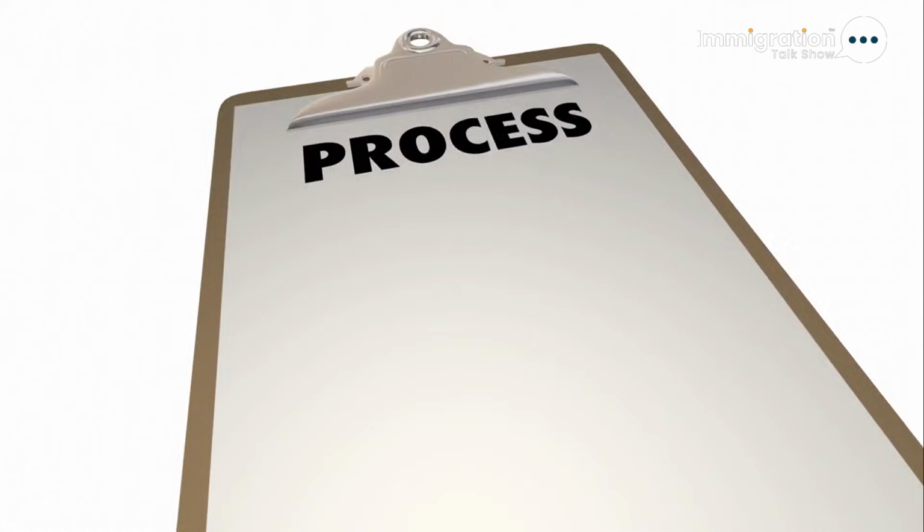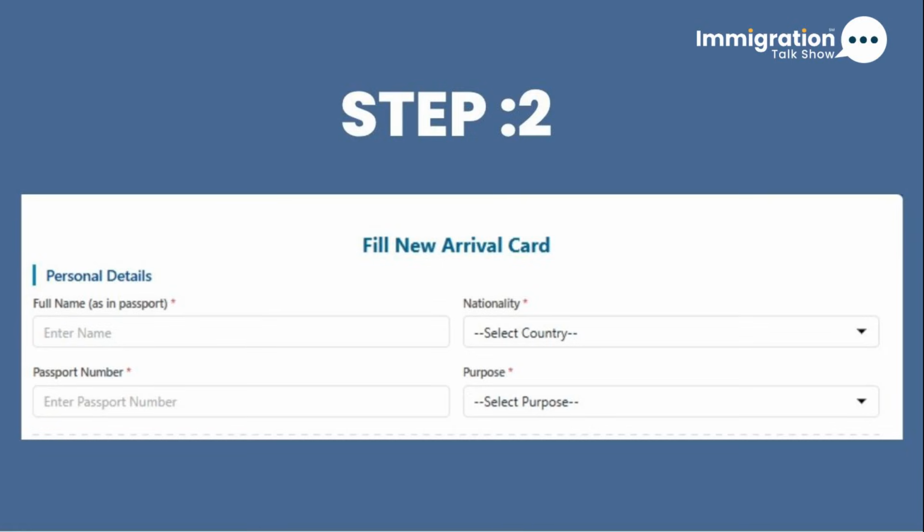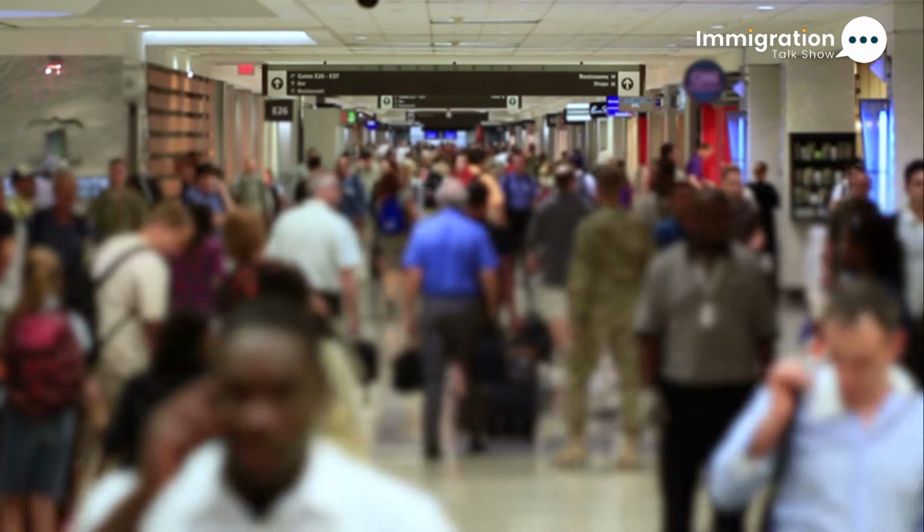The process is straightforward. Step 1. Visit indianvisaonline.gov.in e-arrival. Step 2. Enter your personal details: name, nationality, passport number, date of arrival, and purpose of visit. Whether tourism, business, study, medical, employment, research, Ayush, or conference.